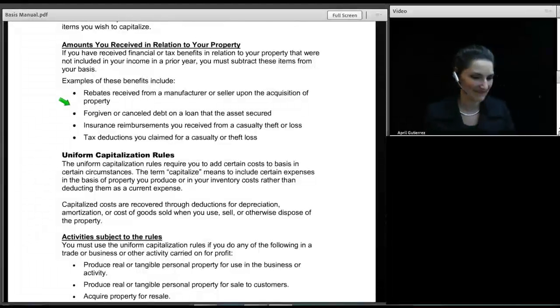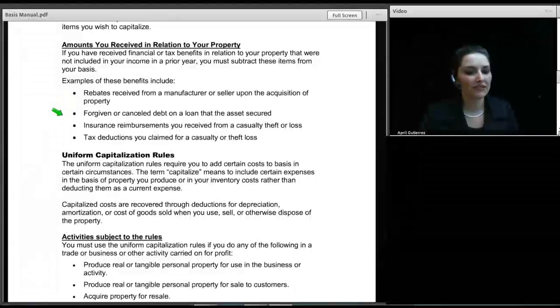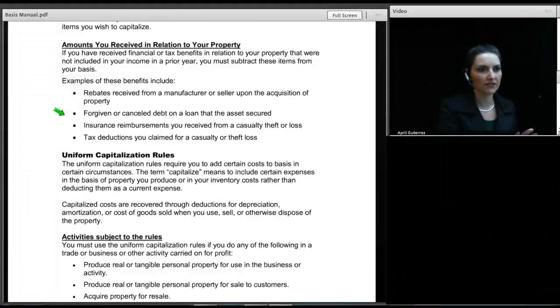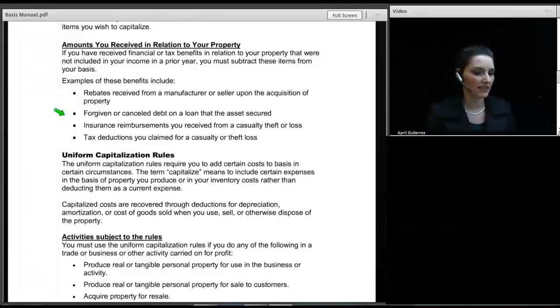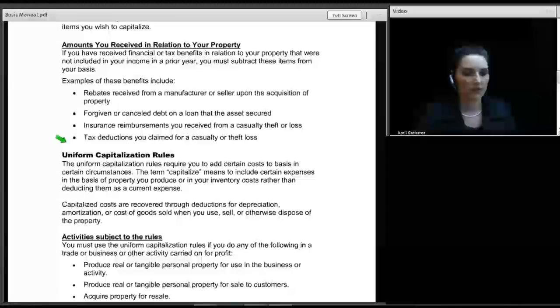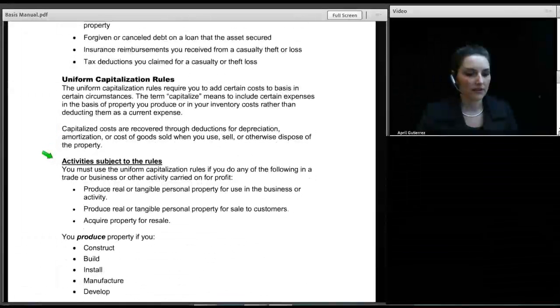They are not income. Forgiven or canceled debt is another one: when a loan that secured the asset is forgiven or canceled, whatever amount of debt was canceled subtracts from your cost basis in that asset. That makes sense. Insurance reimbursements you received from a casualty or theft loss, and tax deductions you claimed for a casualty or theft loss, also reduce your basis.